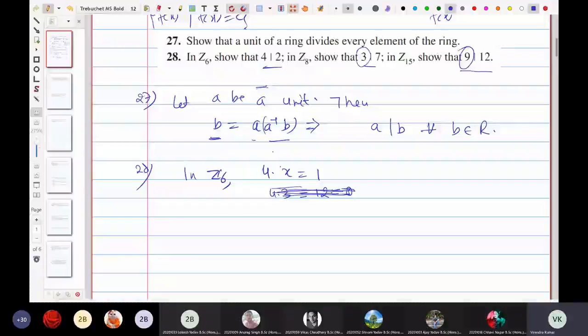20, 20 divided by, okay, I think we may be missing something, but you need to show this. Sir, this is not coming as a unit. Why? It is not coming.